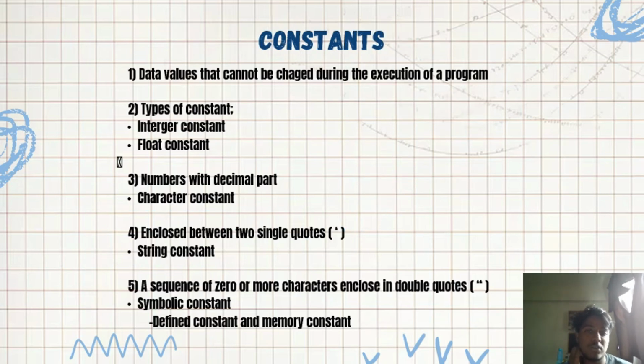Next, we're going to talk about constants, data values that cannot be changed during the execution of a program. There are a few types of constants: integer constant, float constant, character constant, string constant, and symbolic constant. Numbers with a decimal part are float constants. A character enclosed between two single quotes is a character constant. A sequence of zero or more characters enclosed in double quotes is a string constant. Symbolic constants are defined constants and memory constants.